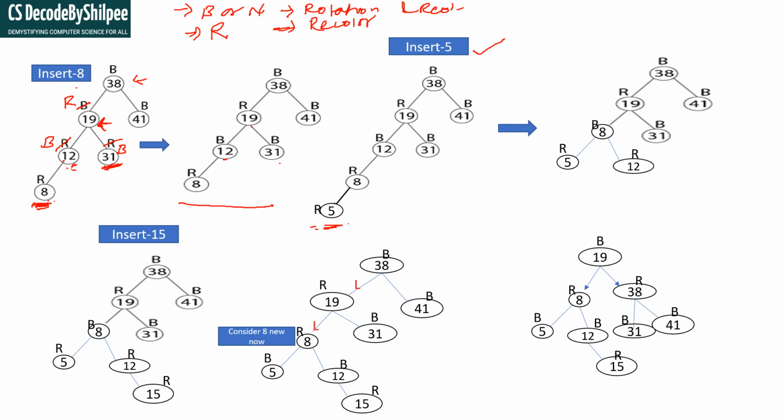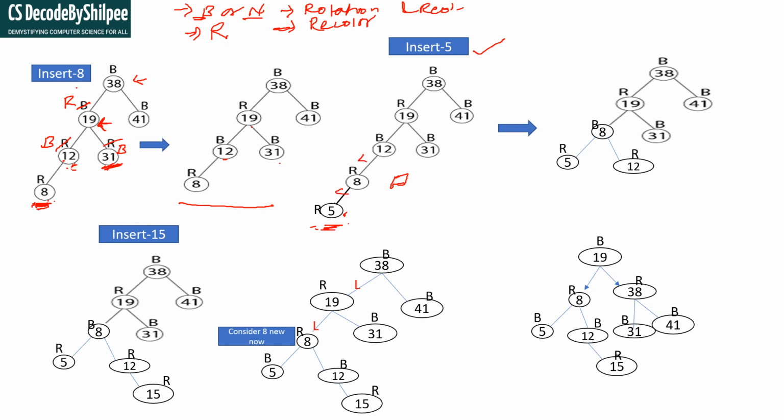So again you have seen that the violation occurs. Now you check what is the uncle of the 5. So the uncle of the 5 is nothing here, meaning null is here. So here what it is saying is that if the uncle is black or null, you perform rotation as well as recolor. So check which rotation you are going to perform here. This situation is the LL situation.